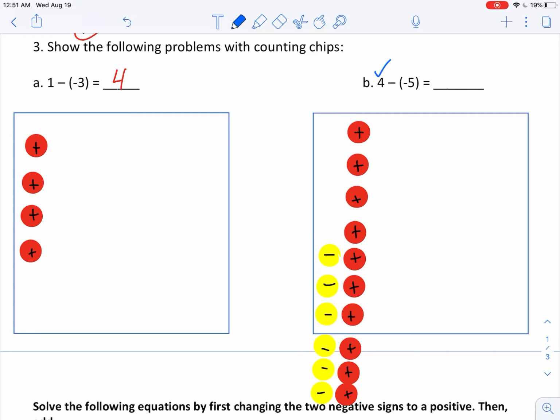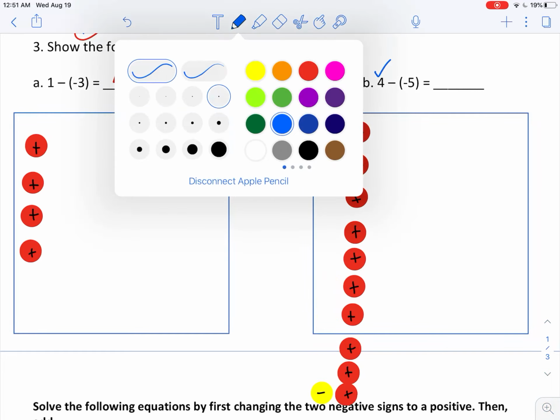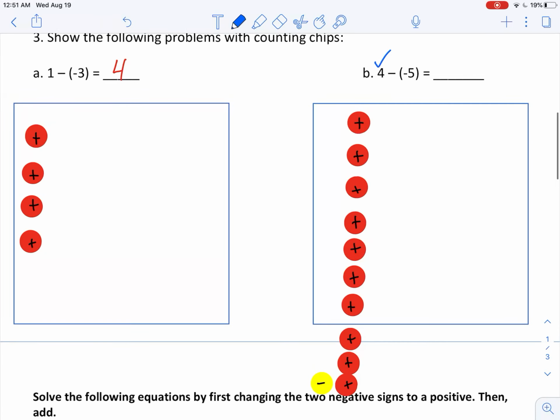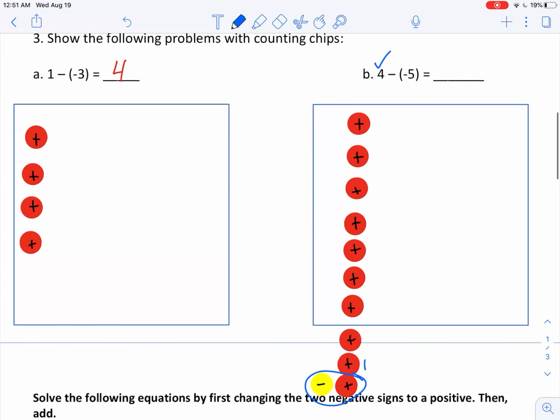Done with that. And now I want to take away negative 5. I want to take away 5 negative chips. So I'll take away 1, 2, 3, 4, and 5. And what am I left with? Well, I've got a 0 pair down here. And then I have 1, 2, 3, 4, 5, 6, 7, 8, 9. So I have 9 altogether.